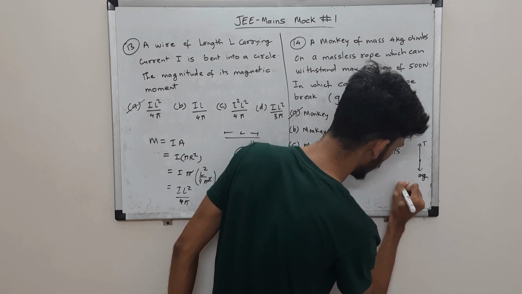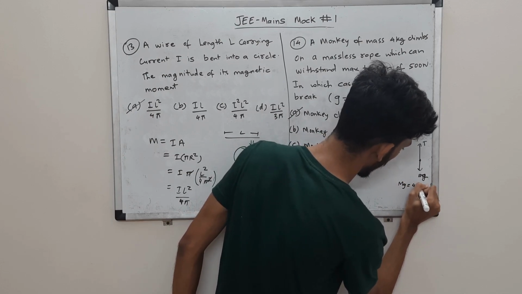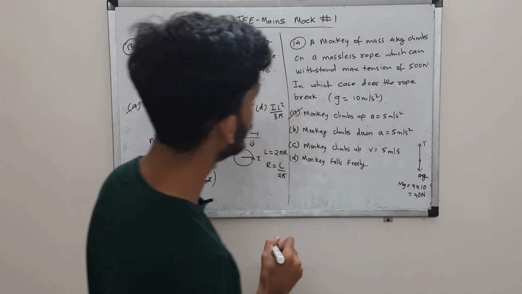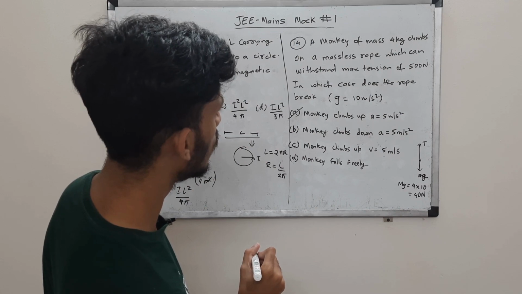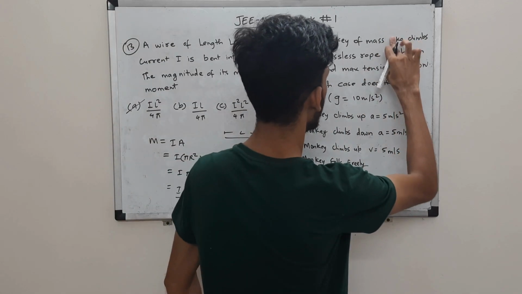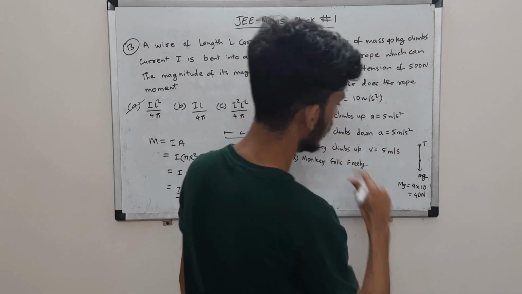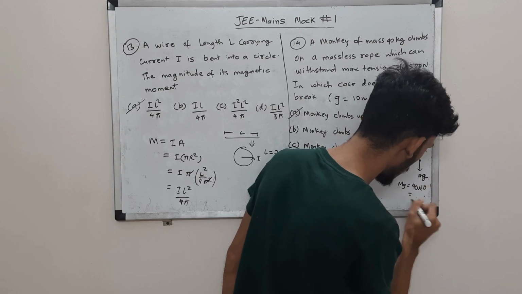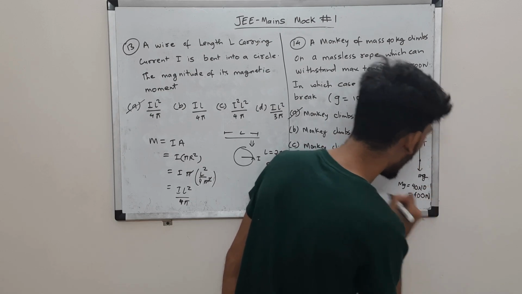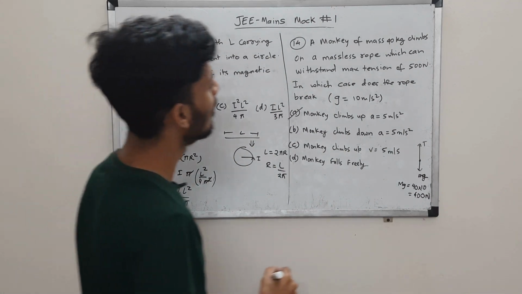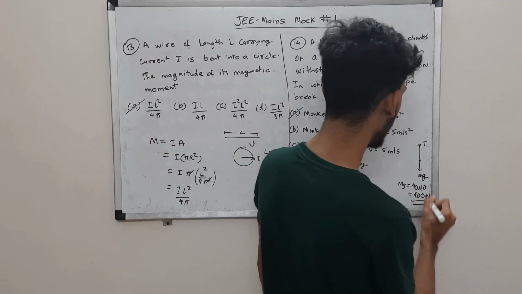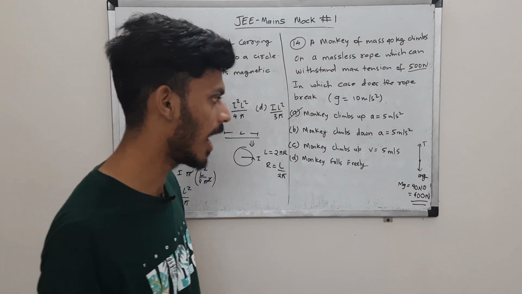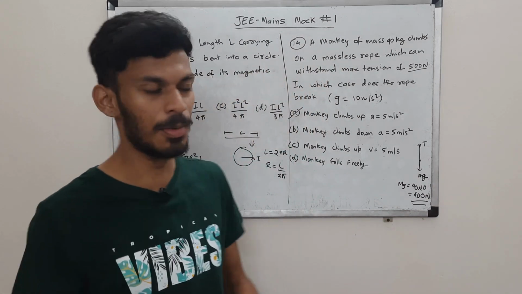So what will be mg? Mg will be mass 4, gravity 10, so 40 newtons, right? 4 kg into... I think this should be 40 kg. Yes, it should be 40 kg. Monkeys cannot be so light. I'm sorry, 400 newtons. So if you see, this mg is less than the maximum tension that the rope can handle. So of course the rope will be able to handle this.